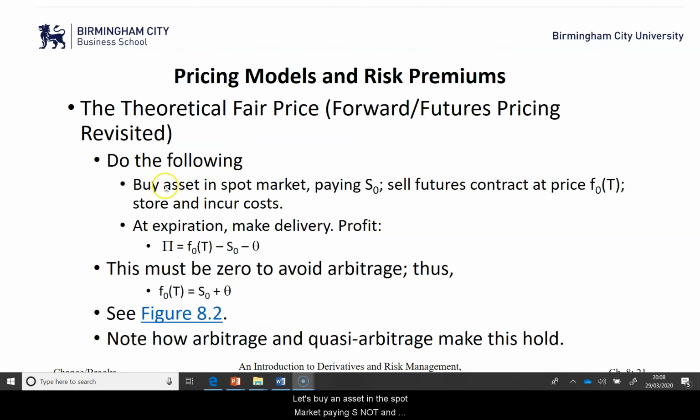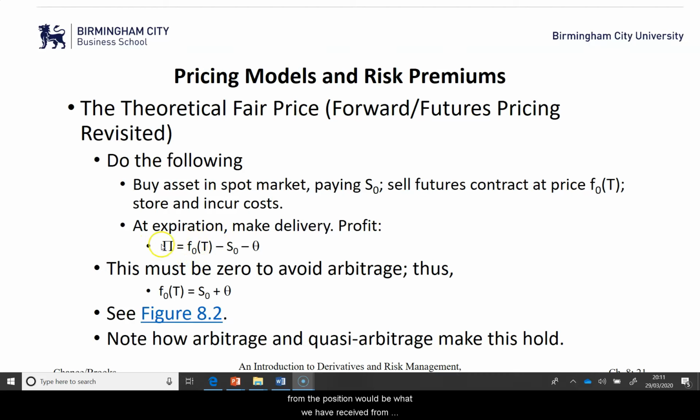Let's buy an asset in the spot market paying S0 and sell a future contract at the future price. Now for the asset we have purchased in the spot market, we will incur cost as we store it. At expiration, we will settle the future contract by delivering the underlying asset that we have been storing over the period, and we will receive the future price.